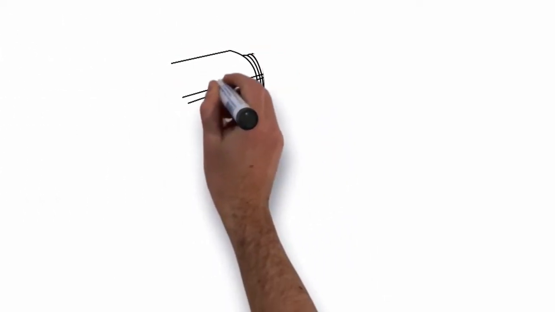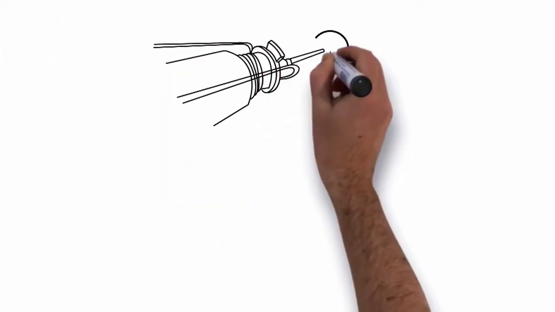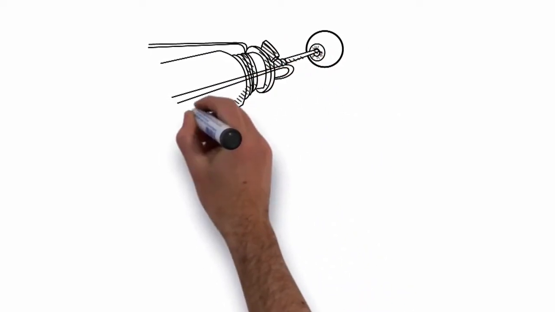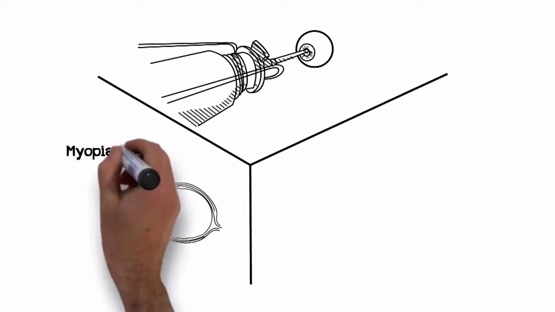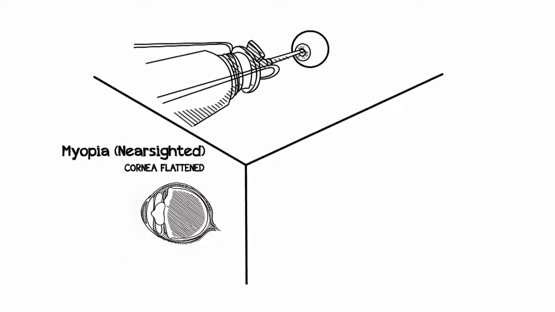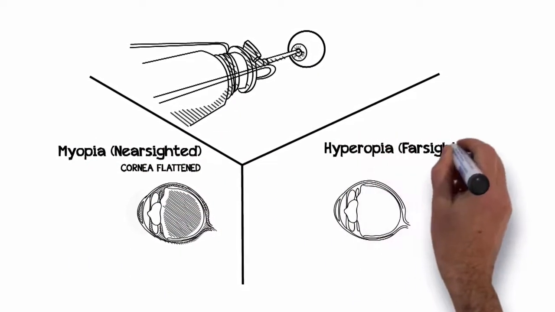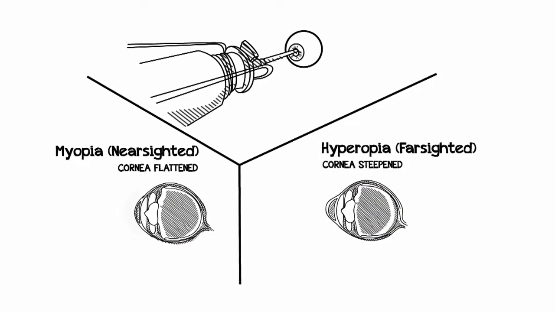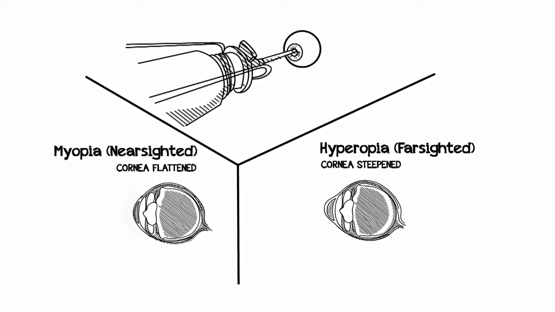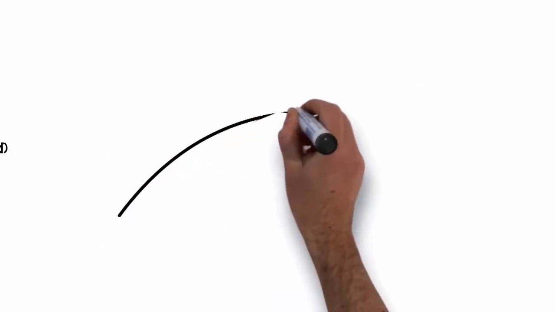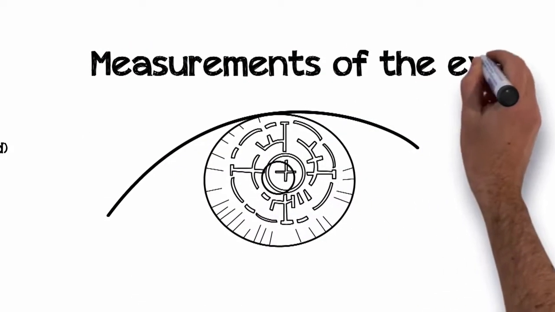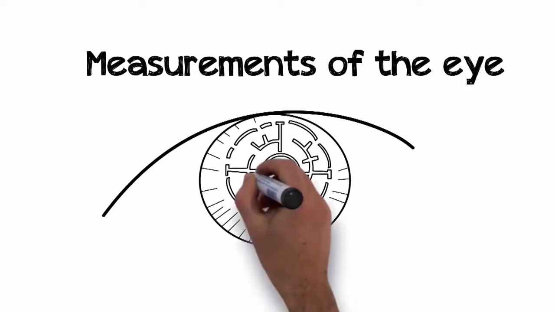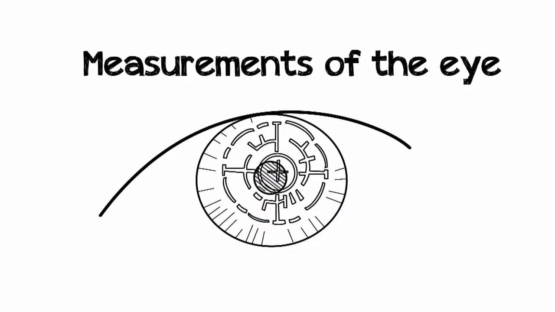The LASIK procedure uses precision-guided lasers to reshape the cornea so that light gets to the back of your eye in focus. If you're nearsighted, the cornea needs to be flattened. If you're farsighted, the cornea needs to be steepened. In the case of astigmatism, it's a combination of the two. The amount of reshaping that's required is determined by making precise measurements of the eye so that the laser can be programmed to make the proper adjustments to the shape of your cornea.